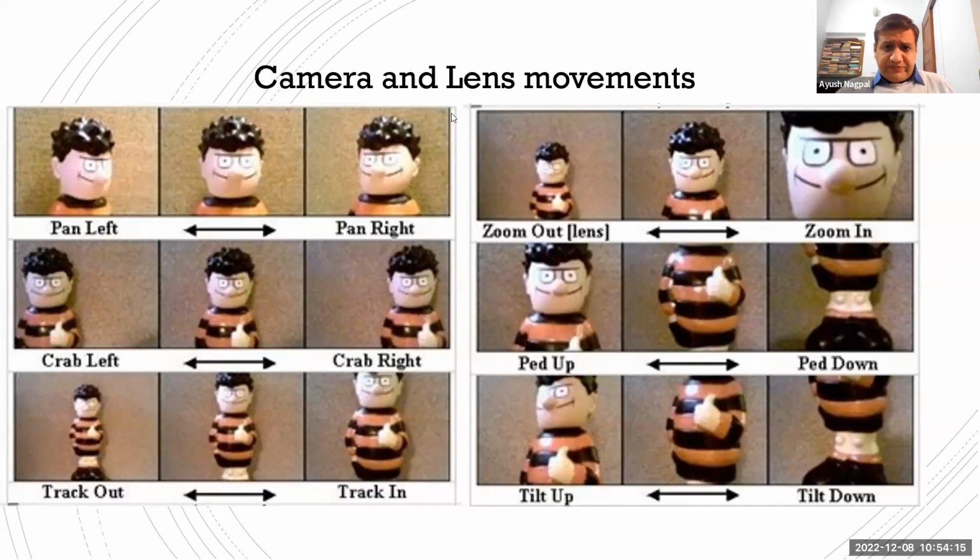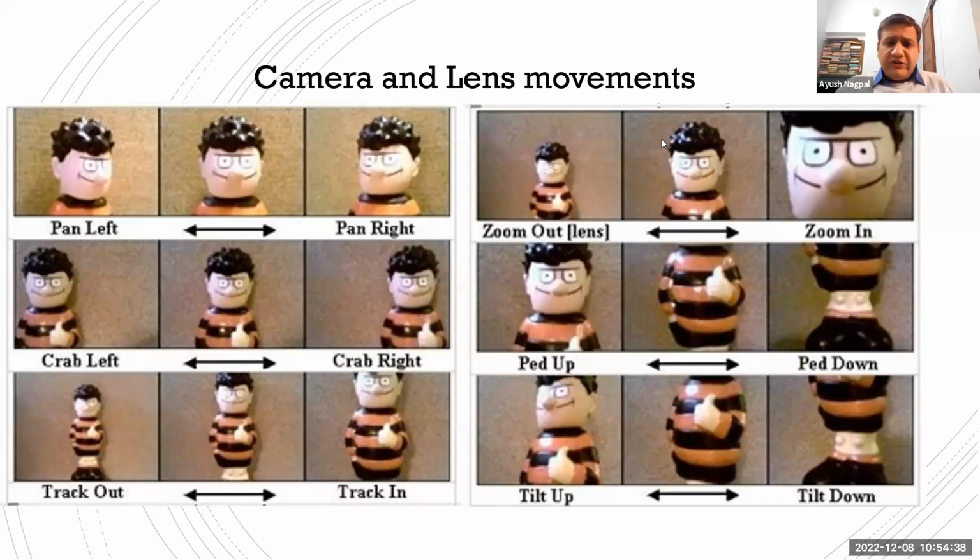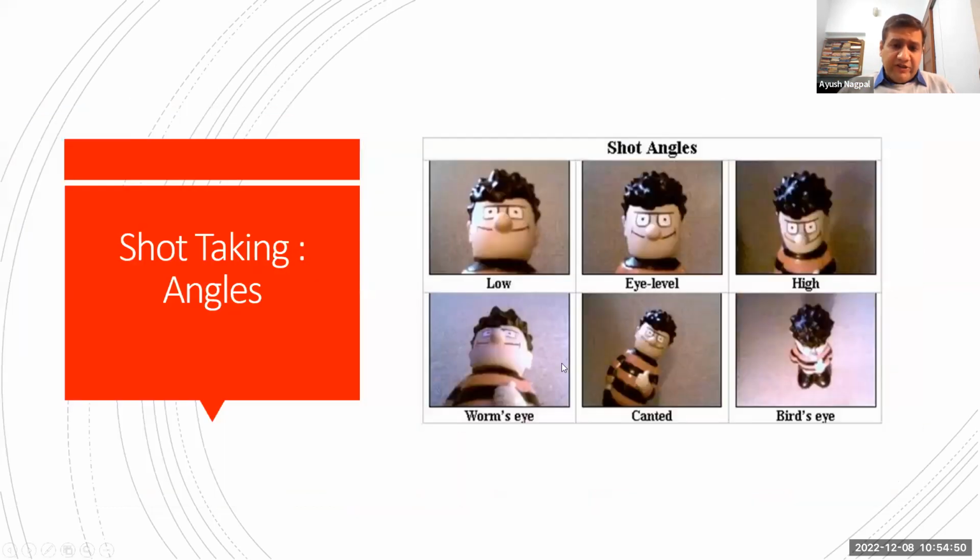I'll show you what I'm trying to say. Supposing this is my camera, when I'm turning it like this, it is pan left, pan right. When I'm actually moving the camera from left to right, this is track or crab, as it is also called. Then one can also go close to a character. This is called zoom in and zoom out. One can make the camera go up and down, that is pad up and pad down, and so on.